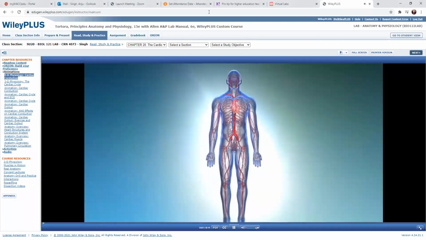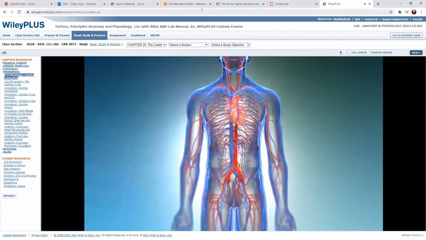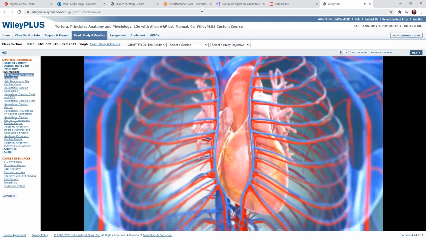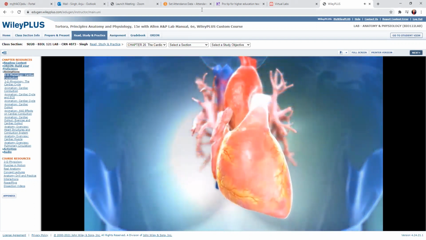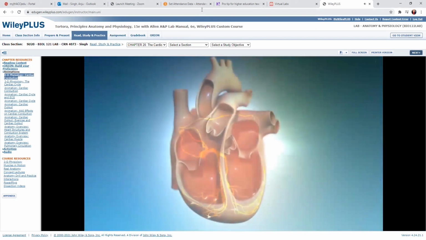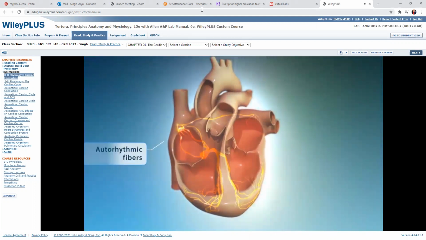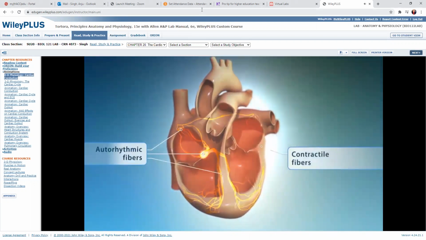The circulation of blood throughout our body is the result of the rhythmic contraction of the heart. The origination of each beat occurs within the heart itself. The contraction of the heart is the result of two types of cardiac muscle cells, autorhythmic fibers and contractile fibers.